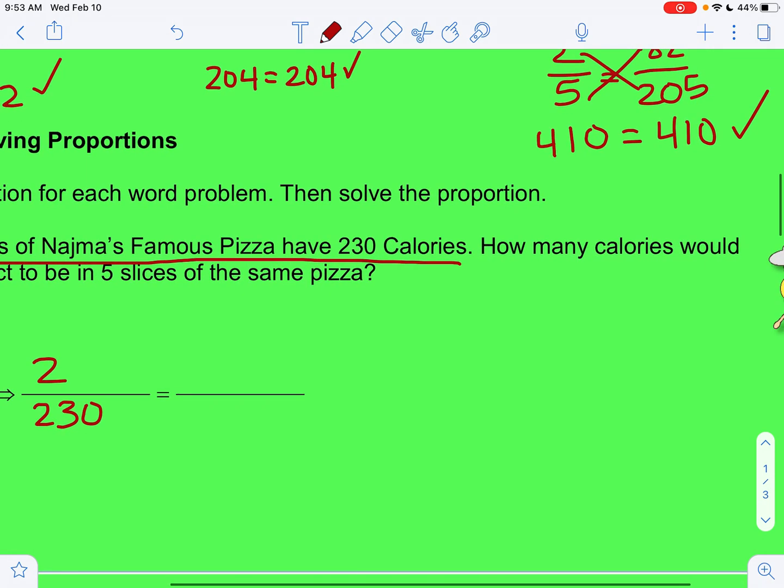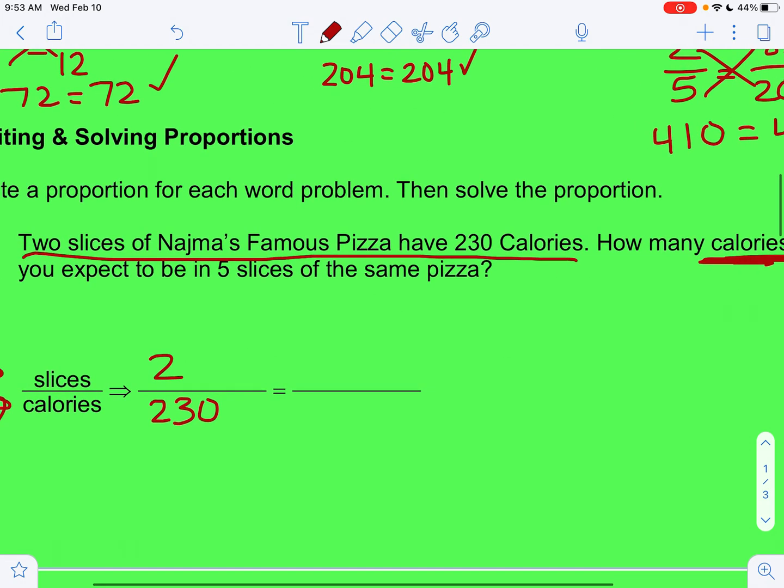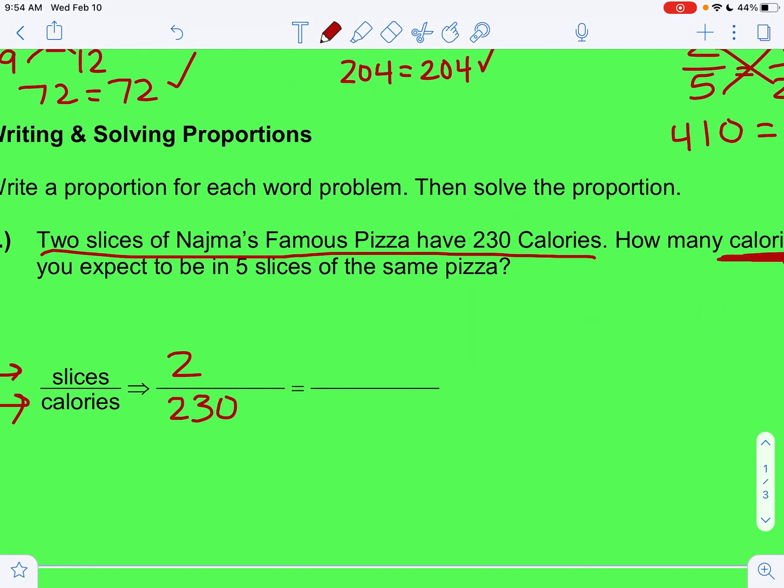Now if we look at our second question, or our second sentence, it says how many calories. Do we know how many calories there's going to be? No, so that's going to be our x. How many calories would you expect to be in 5 slices of the same pizza? So our numerator is going to be 5. Now that we have our proportion set up, we can go ahead and solve this.